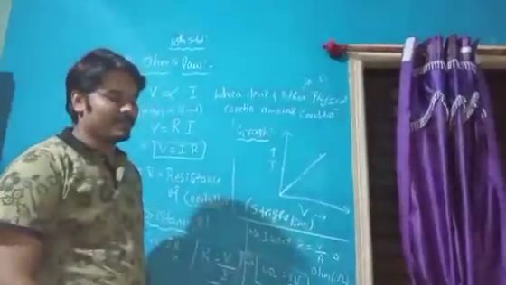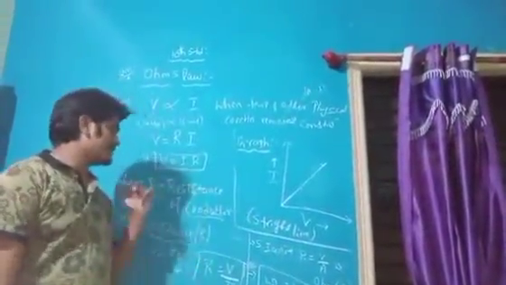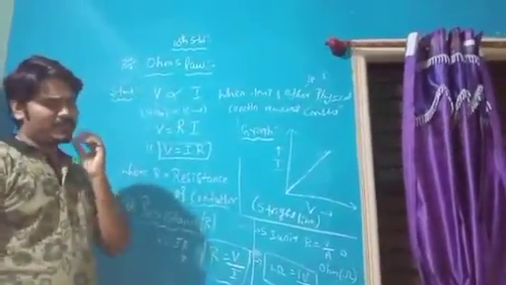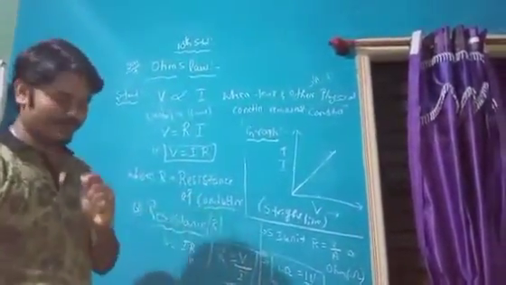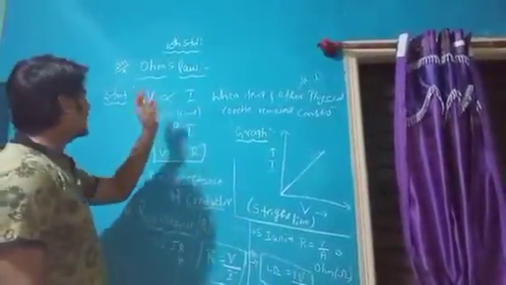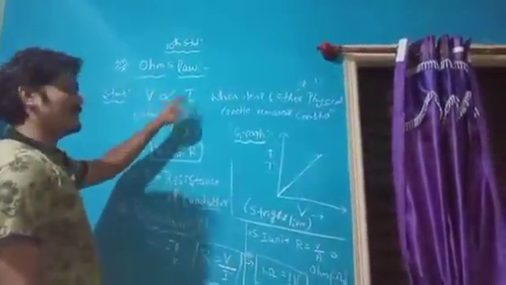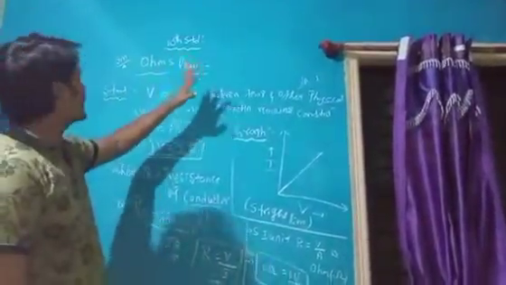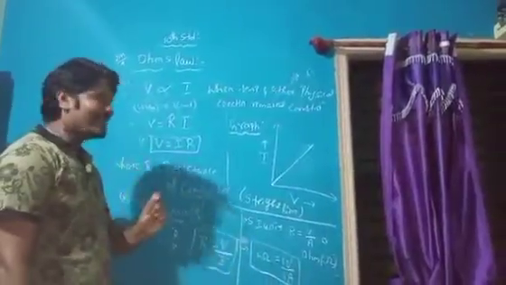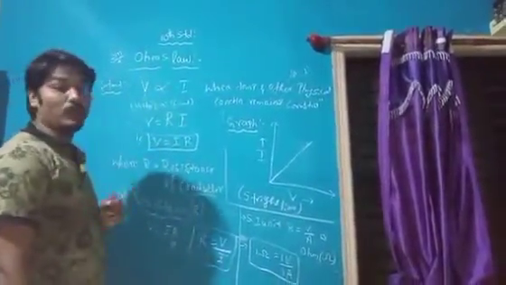Hello students. In the last class, we discussed voltage and current. So there is a relation between voltage and current. That relation between voltage, or potential difference, and current was given by the scientist called Ohm. He stated the law, and that law is called Ohm's law.